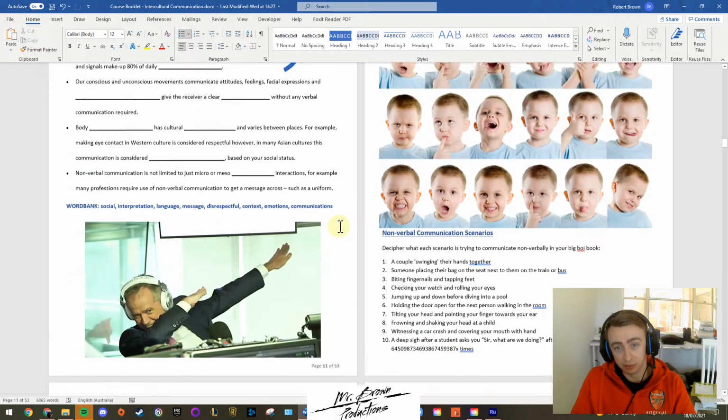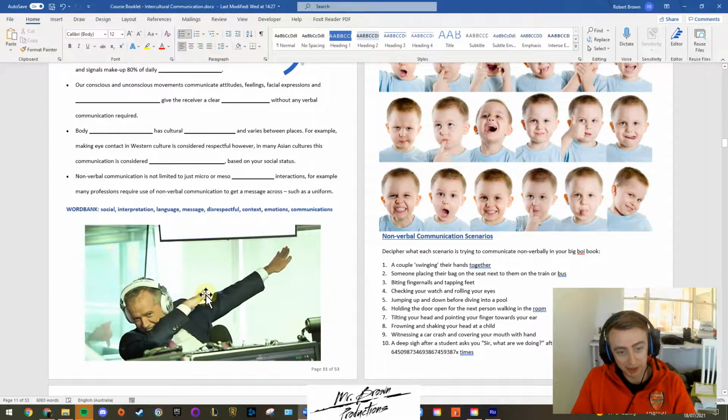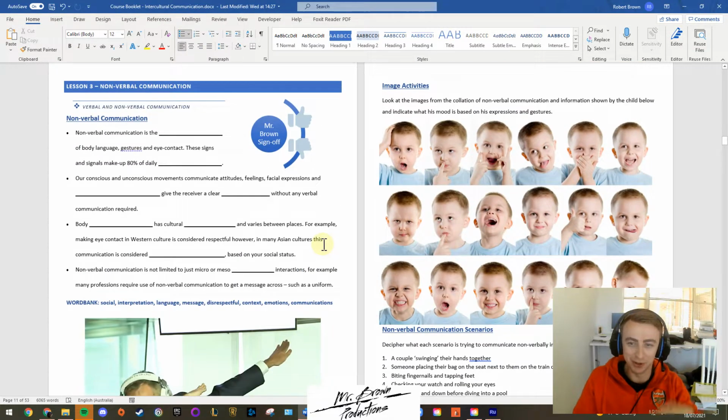So a classic example here that I've put an image here of politician Bill Shorten chucking a cheeky dab as an example of non-verbal communication there. Hope you enjoyed that one, guys.